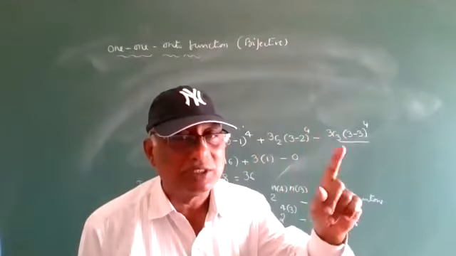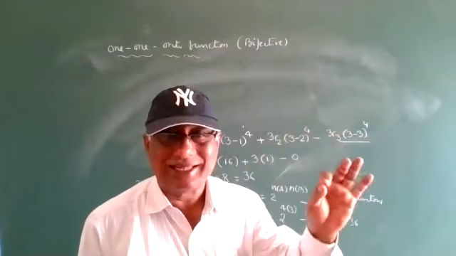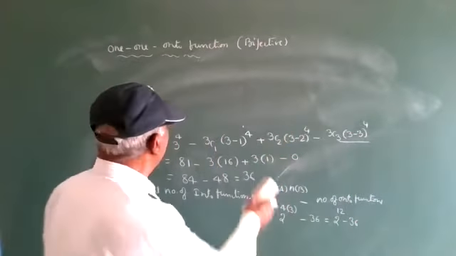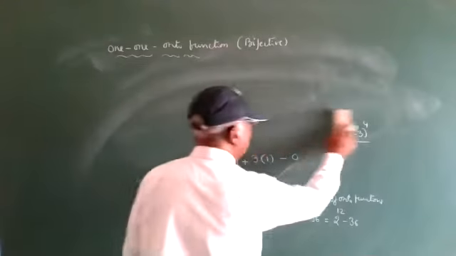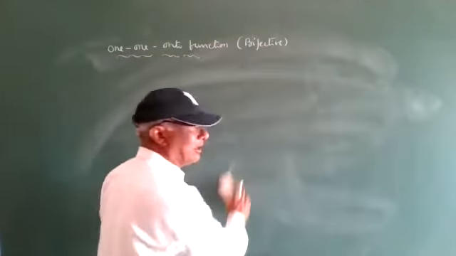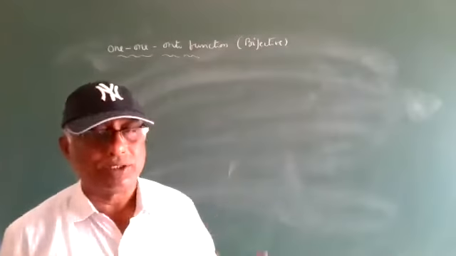Every bijective function has an inverse. Everyone, that point should be remembered. Okay? Bijective function means it is both a 1-1 and onto function.